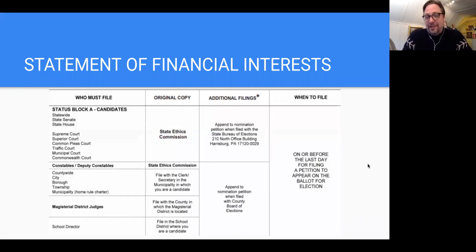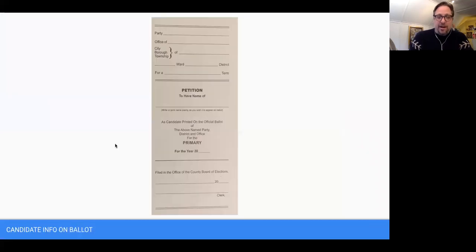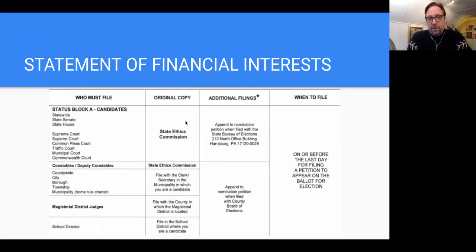And finally, the final piece of this is your statement of financial interest. Every candidate for office needs to fill out a statement of financial interest, and there are different rules for each one. So as you can see here, if you are running for a statewide office, you would file this with the State Ethics Commission. Same is true for constables. If you or someone you know is going to be running for constable, because that is considered a state position, they need to file with both the State Ethics Commission as well as the County Board of Elections.